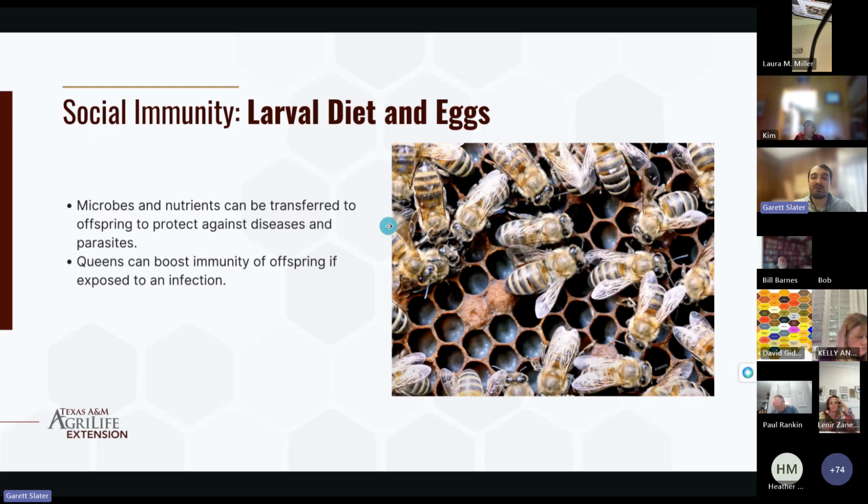But queens can actually boost immunity of their offspring. So if a queen is exposed to a disease or a virus, they will put certain nutrients into the eggs so those offspring are primed and ready for the disease in the future. And so queens are really important and they change their egg quality so the young larvae and the young eggs are exposed to infection, but also primed when they become adults.